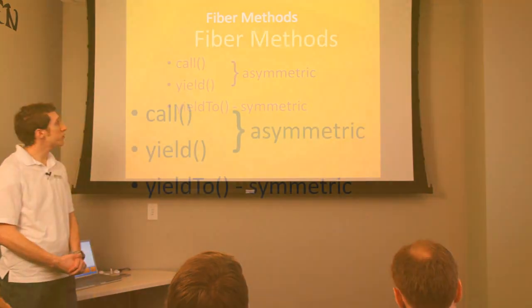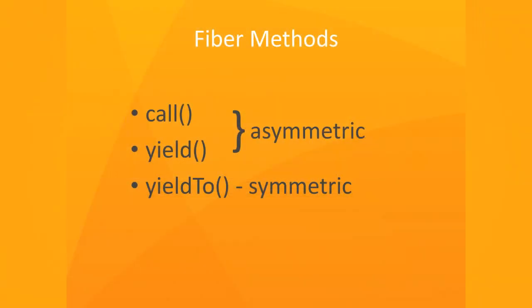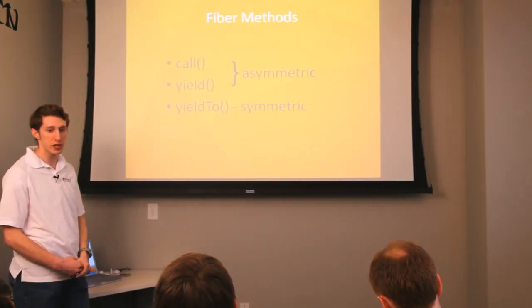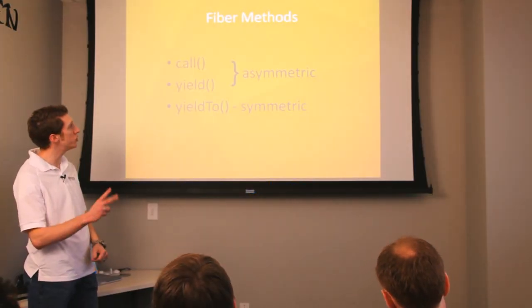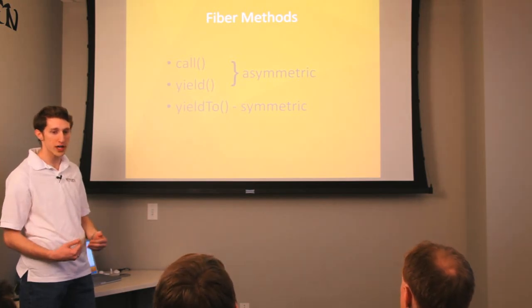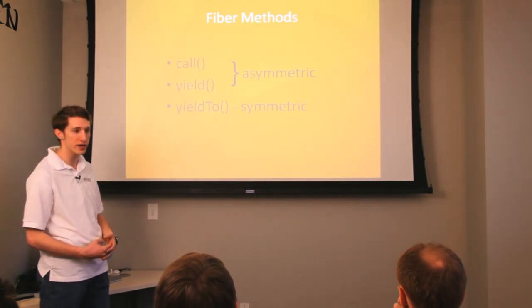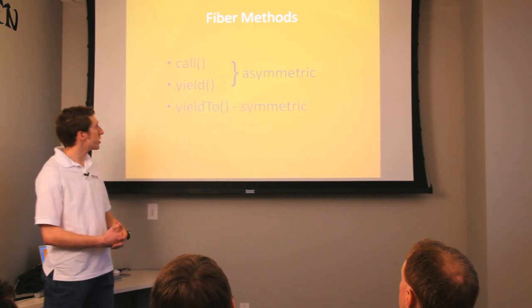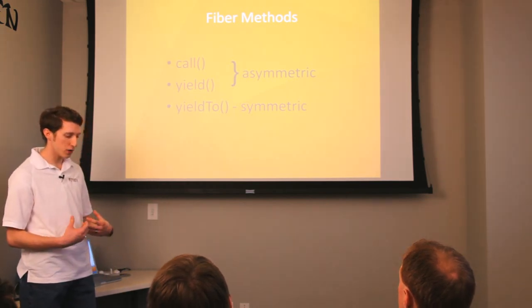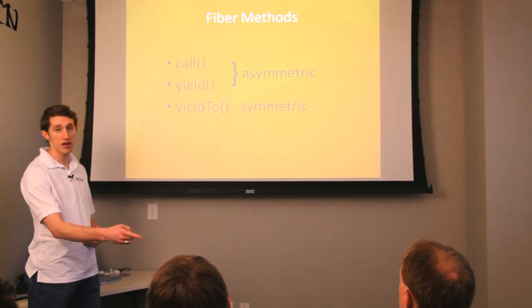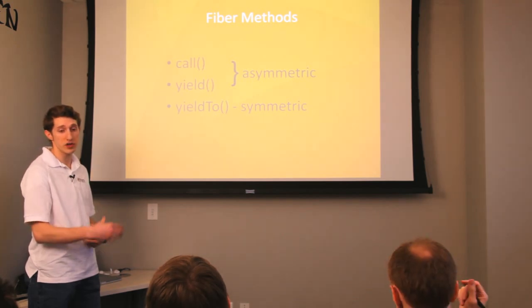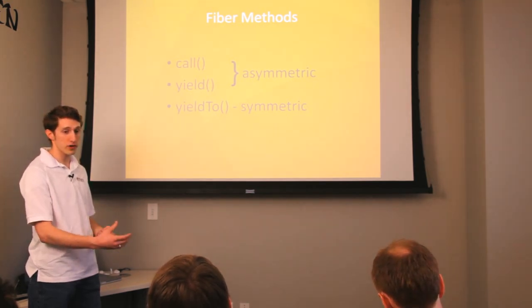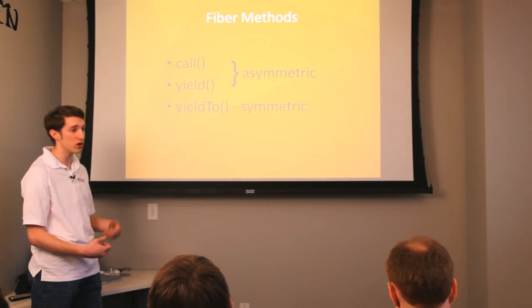So the main methods for fibers are call and yield, and that's called asymmetric fibers or asymmetric coroutines, because you use two different methods to transfer control from one fiber to another. When you call a fiber, you're saying, one fiber, I want to call another fiber, and I want you to execute on this thread. When you're done, you need to yield control, and it will go directly back to me.